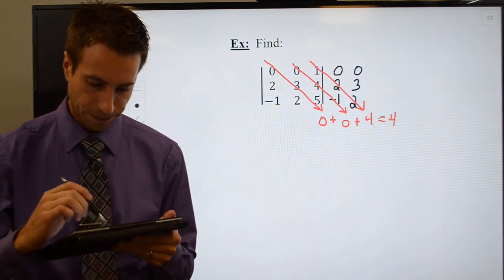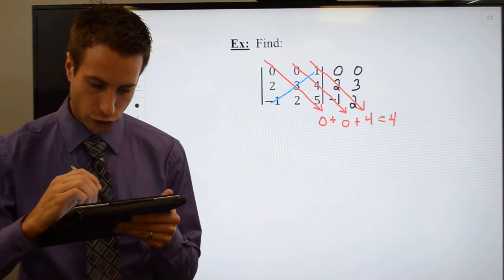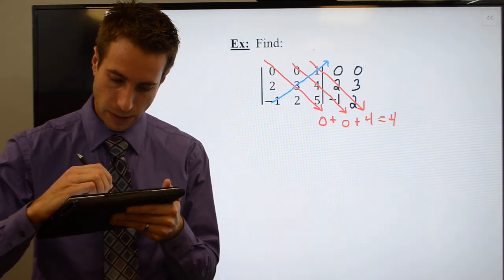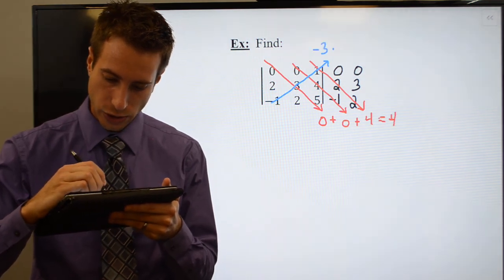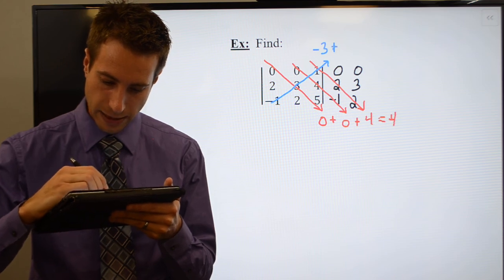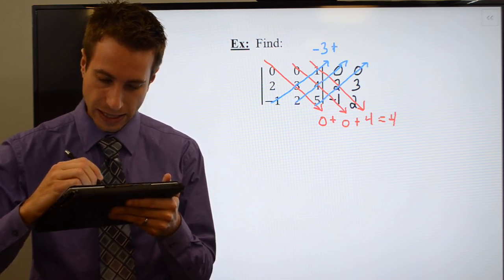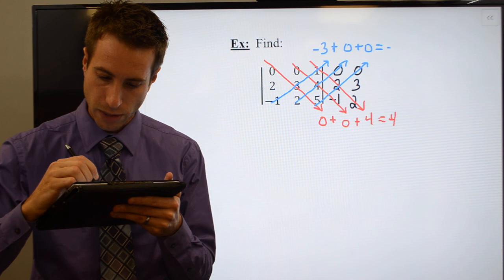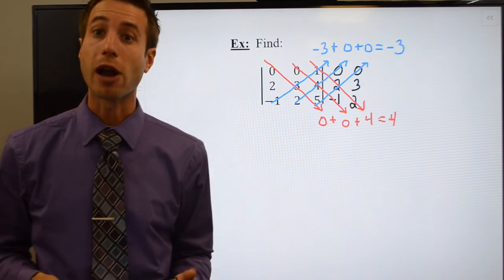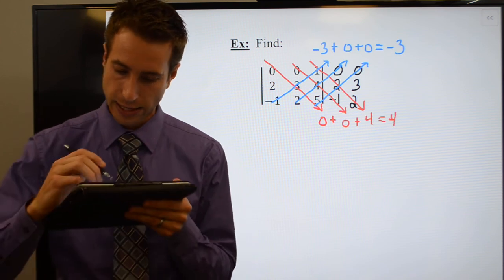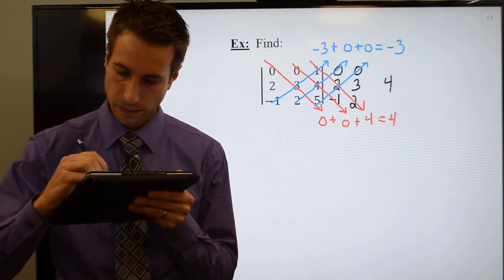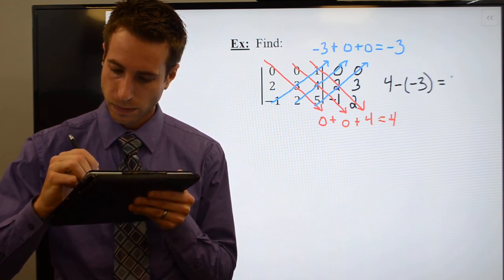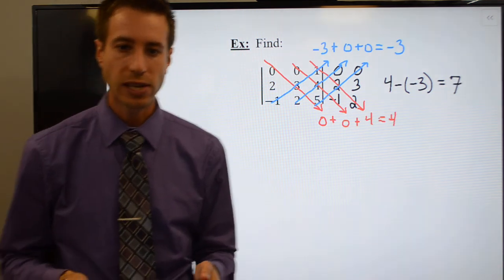Okay, let's go the other way. I got a negative 1 times 3 times 1, should be a minus 3. Looks like the next ones are all going to be zeros, right? That's 0. That's going to be 0. So I got 0 plus 0. And we're going to wind up then with just our minus 3. Go ahead and do bottom minus top. Be careful. Watch your signs. And once again, it looks like I get a 7.